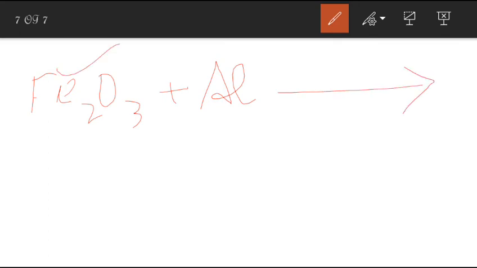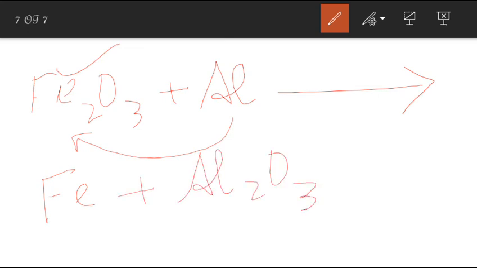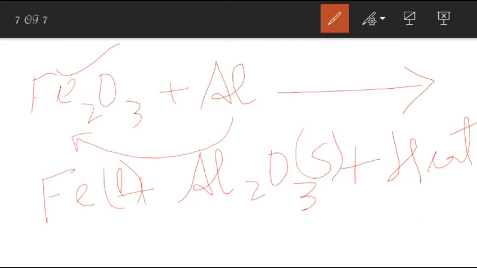This is Fe2O3, the ore of iron. It is reduced by aluminum. Here we will get iron plus aluminum oxide. It is a type of displacement reaction. Iron will be extracted, and it will form Al2O3 plus heat. Iron will be extracted in liquid state. This is aluminum oxide in solid state, and a large amount of heat is produced.